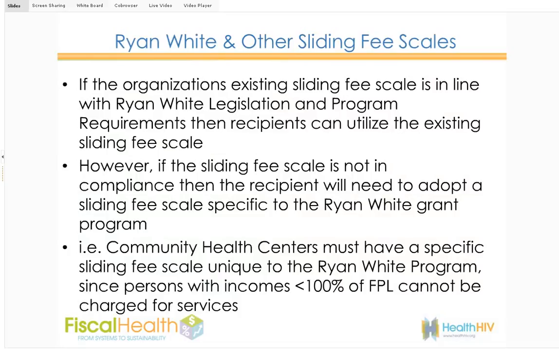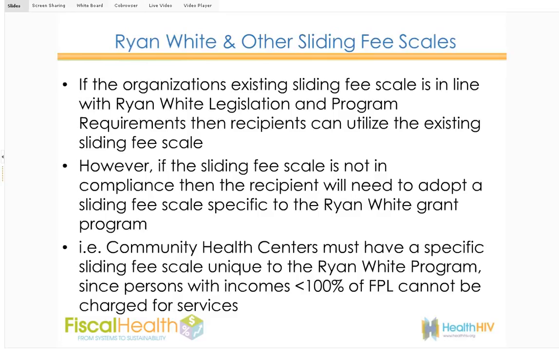Ryan White program. For community health centers, like I said, they would have to identify that if the patient's a Ryan White patient, they would not be charged the nominal fee that they're charging other people who are below 100% of the federal poverty level. So it's always a good place to start. Look at what your organization has in place.